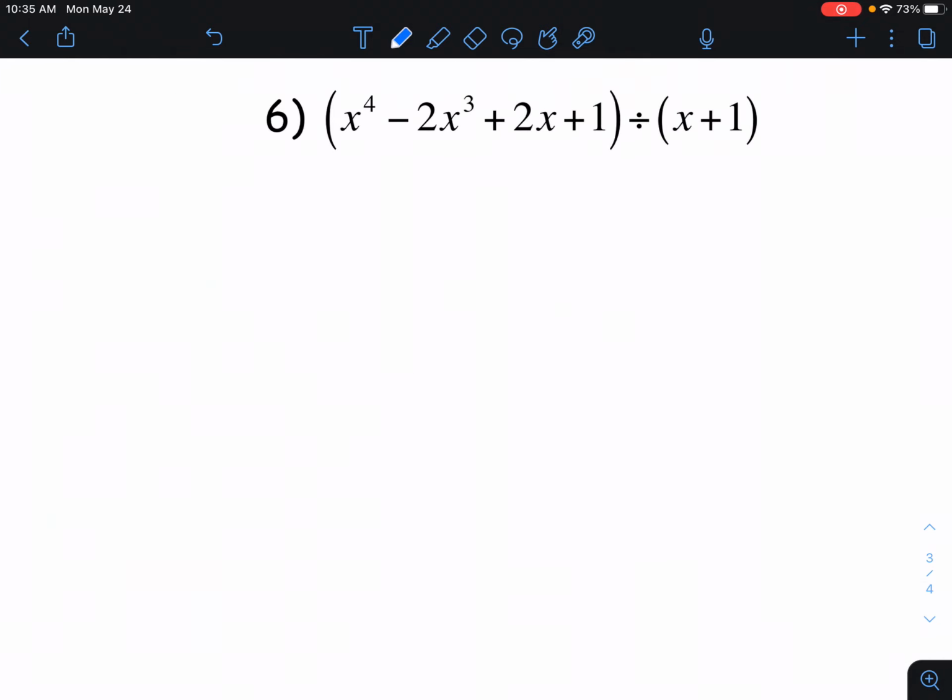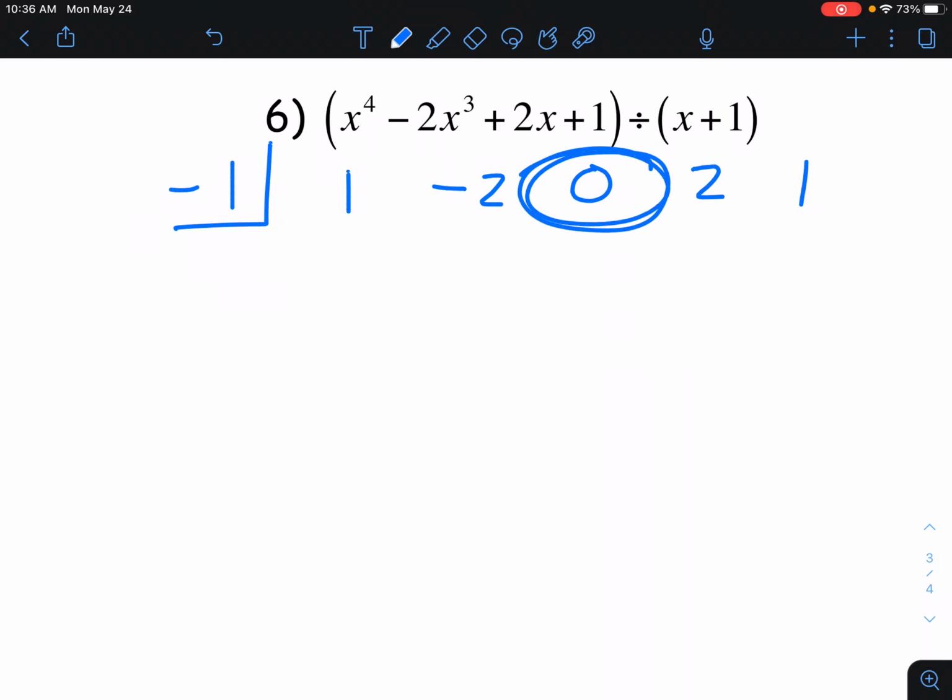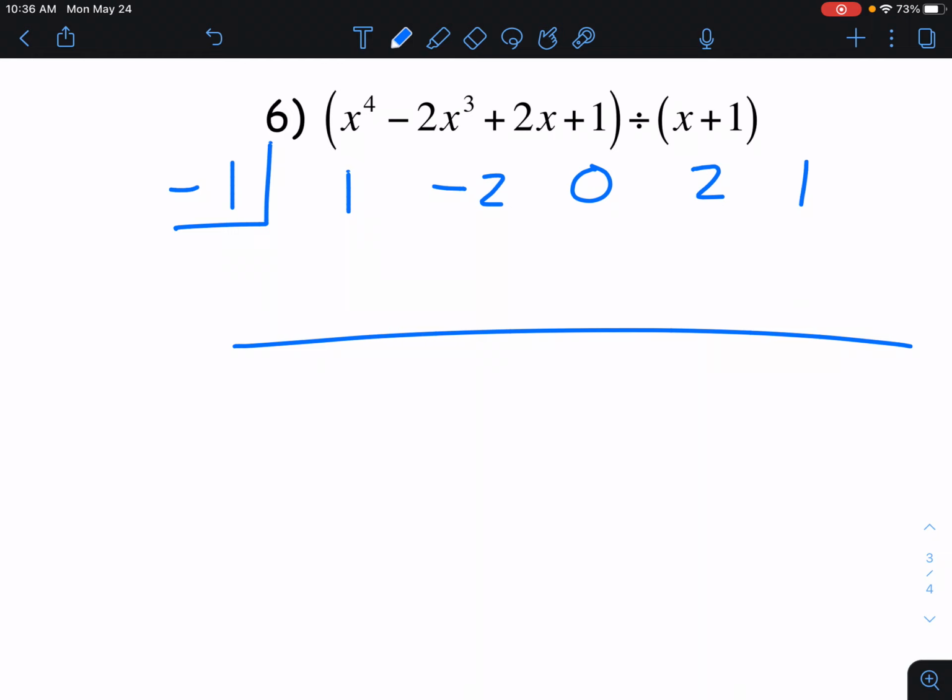Number 6, we're dividing by x plus 1. So we're going to use negative 1. I do notice that I'm missing the x squared term in between here. So I do need to throw in a 0. And now my procedure, drop down the first number 1. Negative 1 times 1, then add down. Negative 1 times negative 3, add down. Negative 1 times 3, add down. Negative 1 times negative 1, add down.